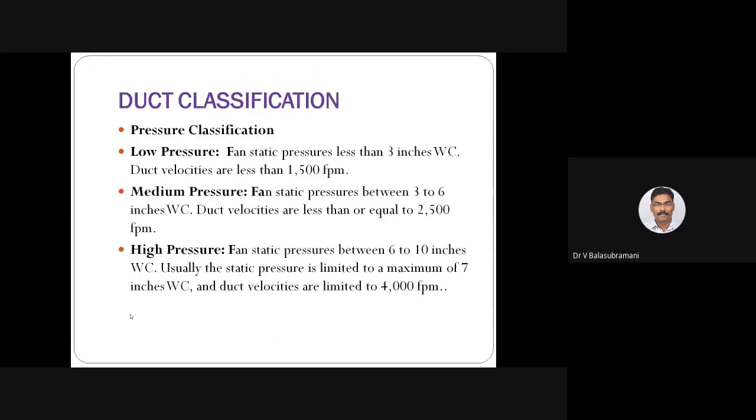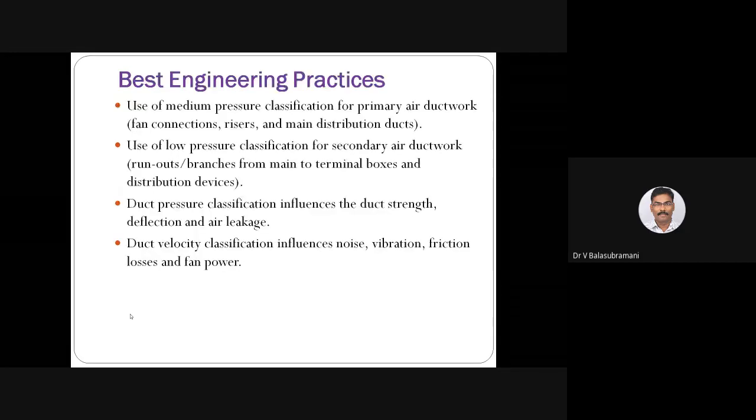Similarly, pressure: low, medium, as well as high. So what's called a low pressure? The pressure is 3 inches water column. The pressure is converted into water column. Medium pressure is equal to 3 to 6 inches water column, and high pressure is equal to 6 to 10 inches of water column. And then the corresponding velocity is also given: for low, 1500; for medium, 2500; and for high, 4000 FPM.